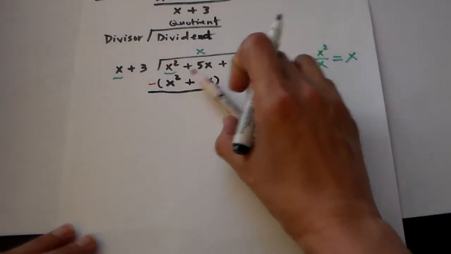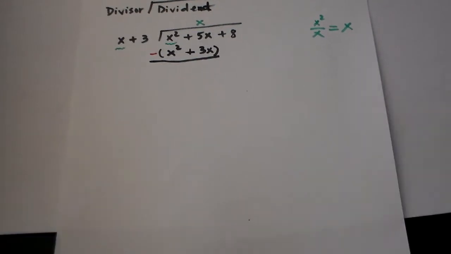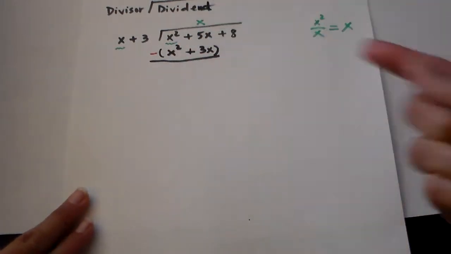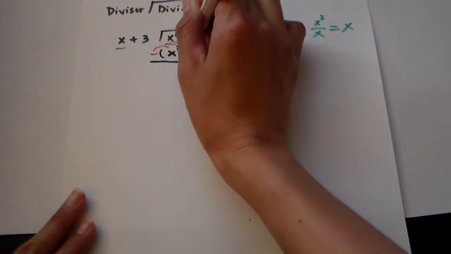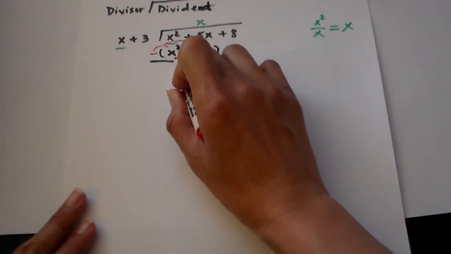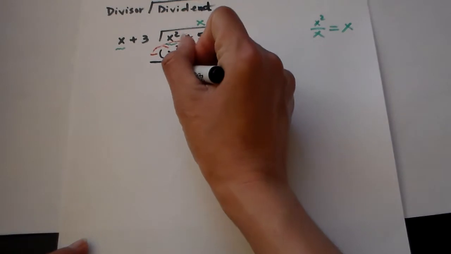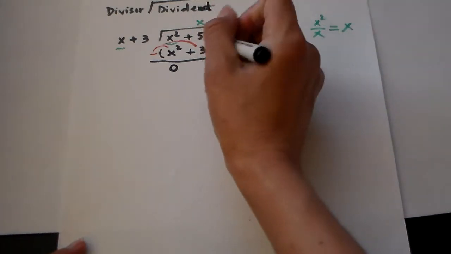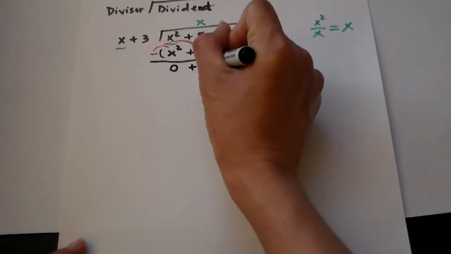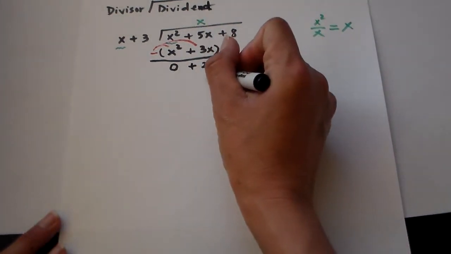So I take the top, x squared plus 5x, subtract x squared plus 3x. So this step is very important. I always start from the bottom left. So I take this negative, distribute to every term. Negative times x squared is negative x squared plus x squared is 0. Negative times 3x is negative 3x plus 5x is positive 2x. Now 0 plus 2x is 2x.